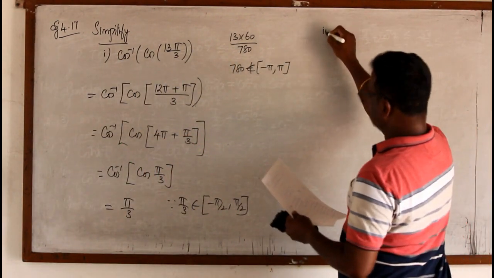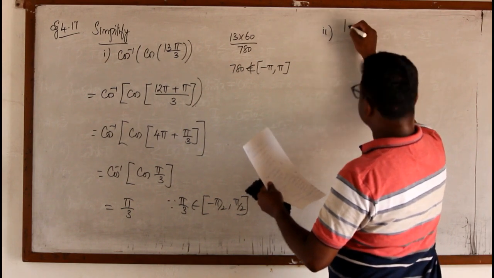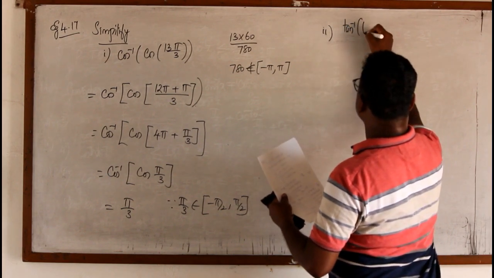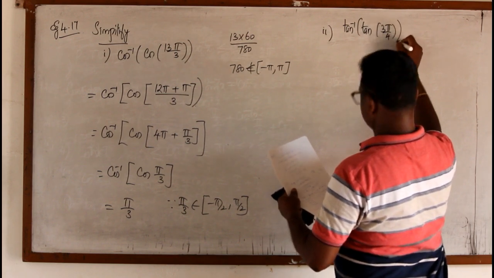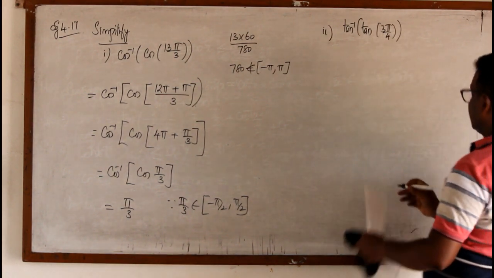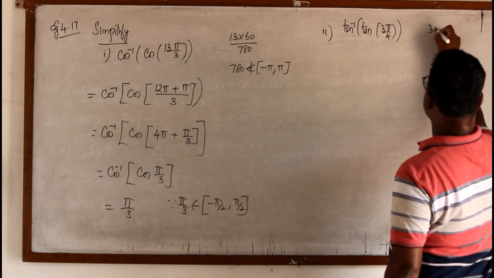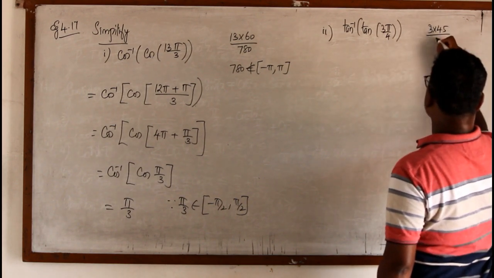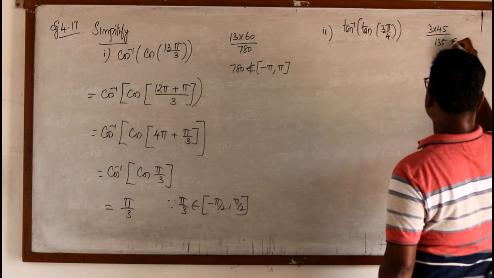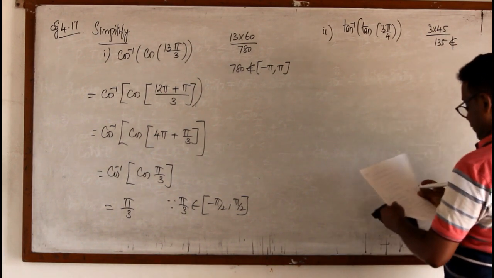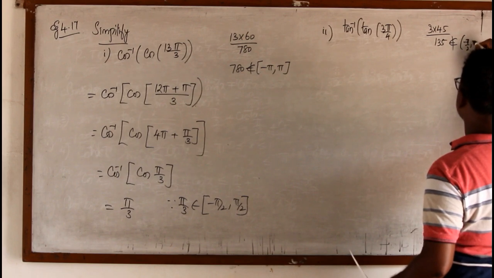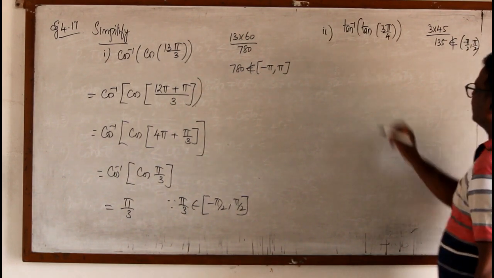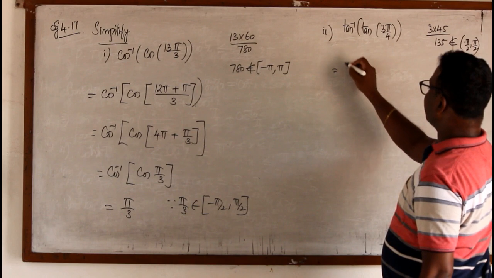The same example, second problem. Tan inverse of tan of 3 pi by 4. Again, 3 pi by 4 means 3 into 45, which is 135. 135 does not belong to minus 90 to plus 90. Therefore, I cannot cancel tan and tan inverse.